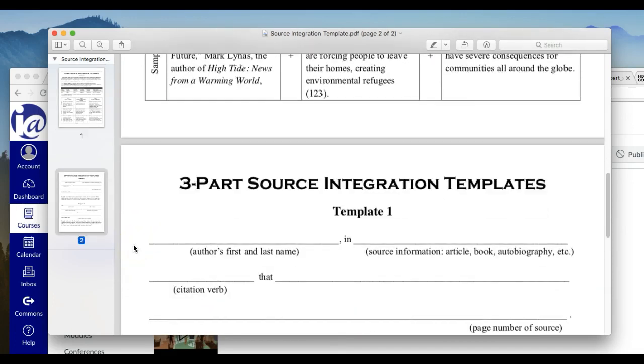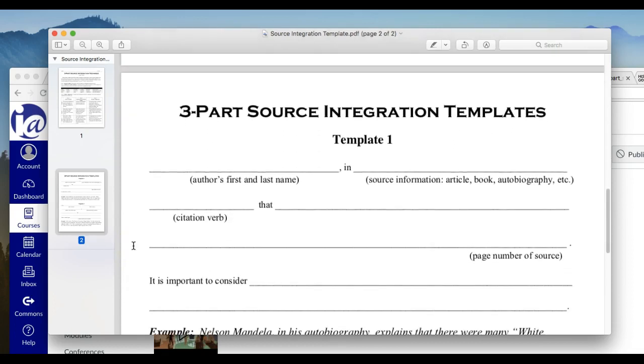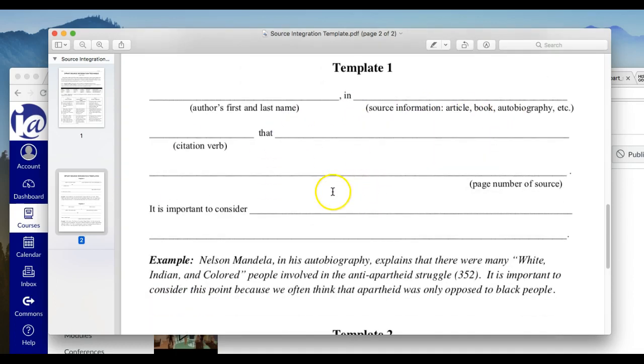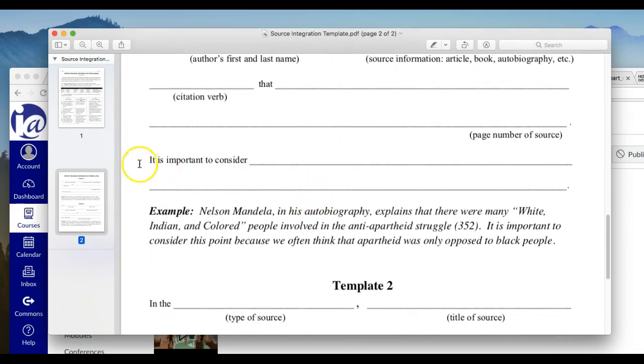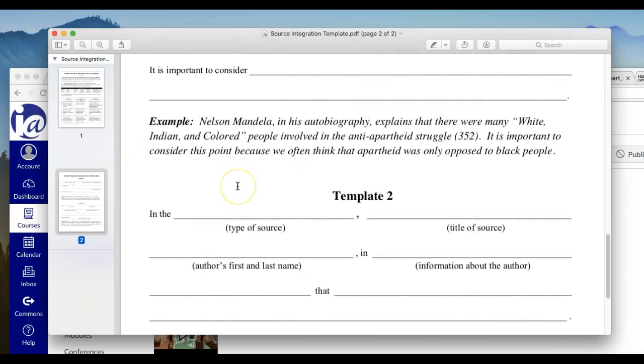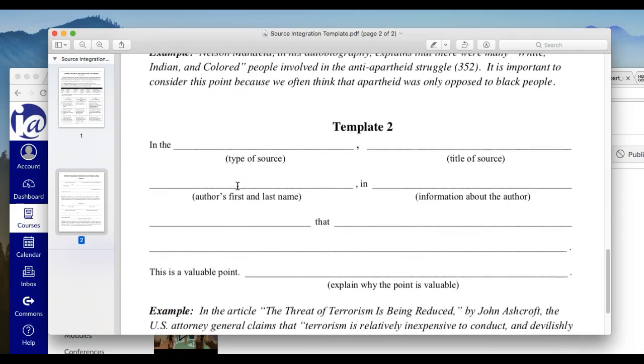And then here are the templates. So you can follow this word for word where you are inserting author's first and last name. We talked about how we're doing that in video style, in source, citation, right? And then you can use these last lines to help you start your explanation about what you learned about the Atlantic slave trade. So here is template number 2.